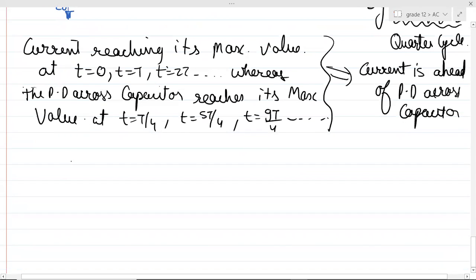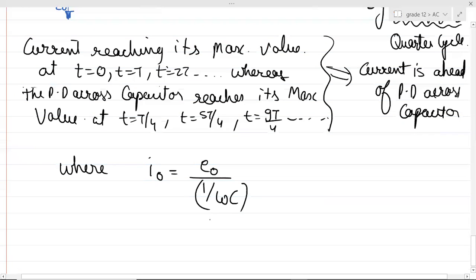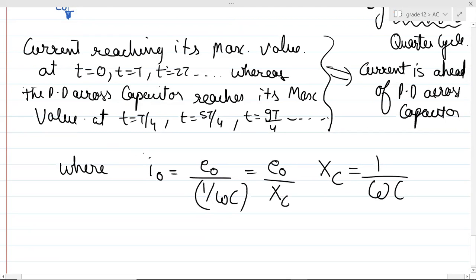Okay, before that, do you remember I talked to you about this particular thing? We wrote I naught is basically equals to E naught divided by 1 upon omega C, right? Yes or no, guys? This 1 upon omega C is denoted by Xc. So I can write this thing as E naught upon Xc. You can write this.